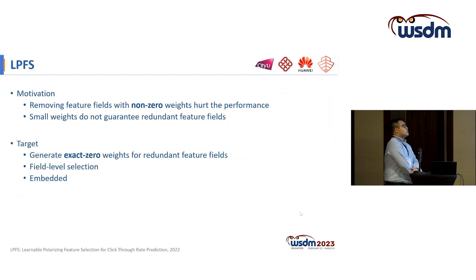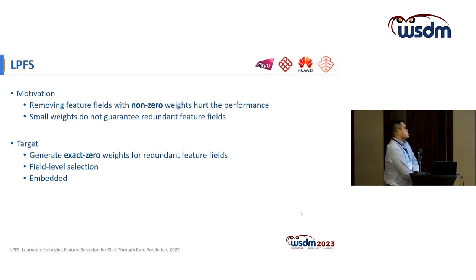We could say the previous two works, AutoField and AdaFS, usually use a continuous way to score different features, with non-zero weights. In this way, with these non-zero weights, redundant features could still have an impact on the final prediction during the search stage, which may lead to a suboptimal selection result. And there is also no theoretical guarantee that small weights imply redundant feature fields. So LPFS, this work, is conducted to generate exact zero weights and to search for the redundant features in the search stage.